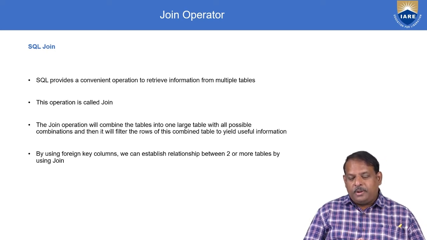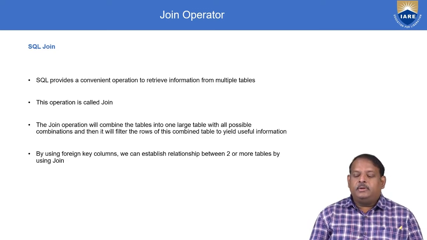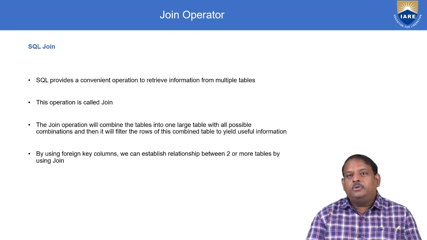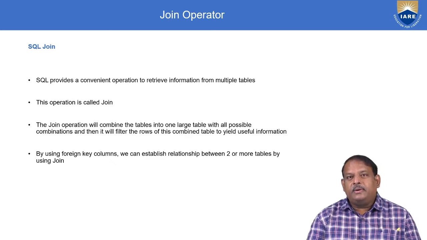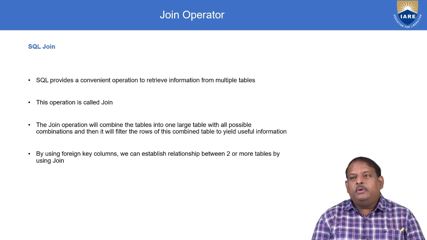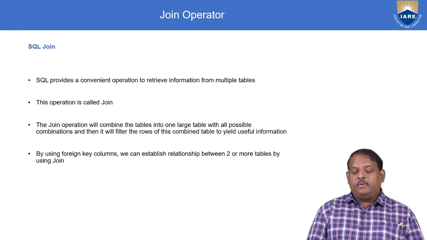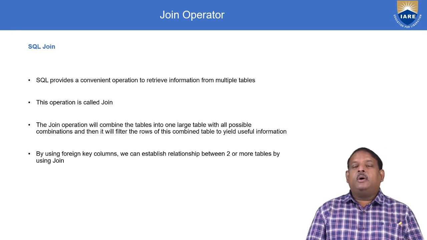As part of the normalization, you have used up to third normal form, and you have made sure that your data is in multiple tables. Now you want to join all these tables back together to provide meaningful data. So SQL provides you a convenient operation to retrieve information from multiple tables. This operation is called join.